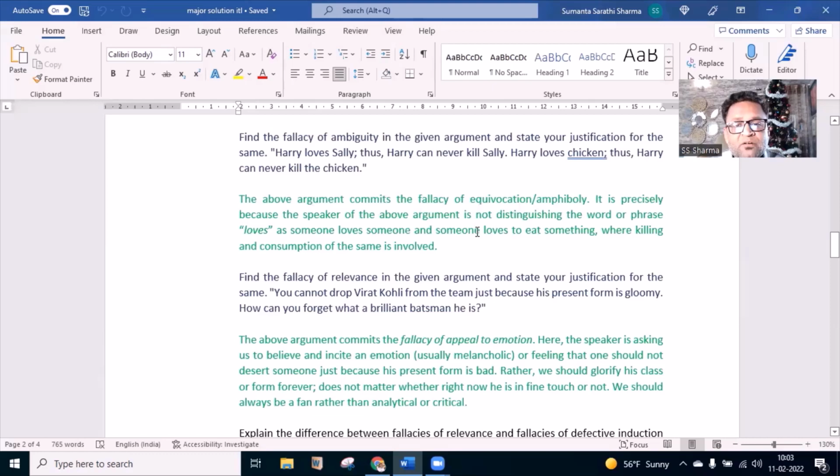It is precisely because the speaker of the above argument is not distinguishing the word or phrase loves as someone loves someone and someone loves to eat something, because the word love has quite a different denotation in the two sentences above. So where killing and consumption of the same is involved. So you understand that loves does not only mean that you love a person. Love something also means that you can eat something, right? So if you are eating something, maybe you will be killing it as well, right? And even vegetables are killed, so forget about animals. So those understandings are there. So the confusion was related to the word or the phrase, and therefore whether you are writing equivocation or amphiboly, both will be awarded marks.